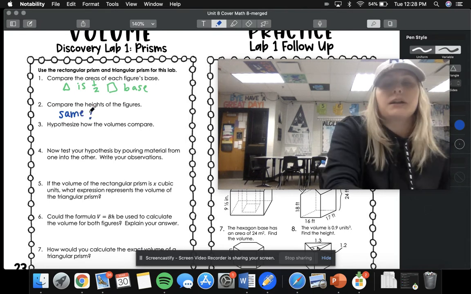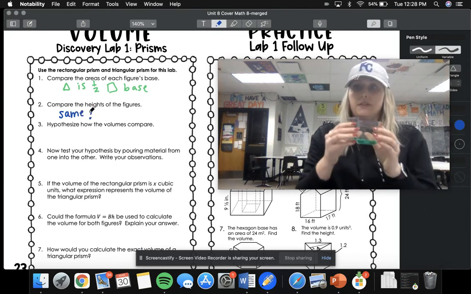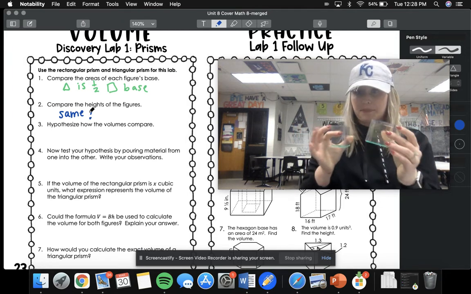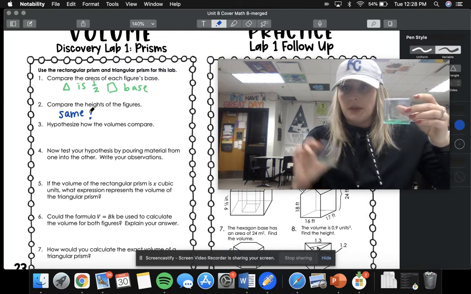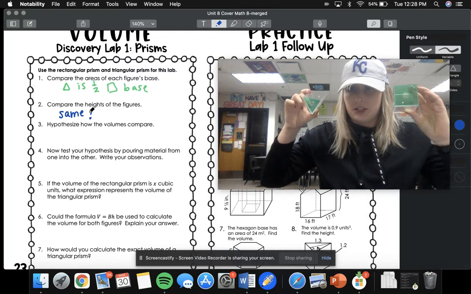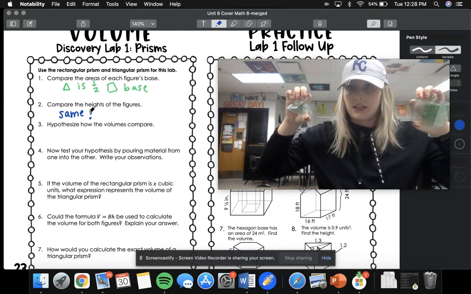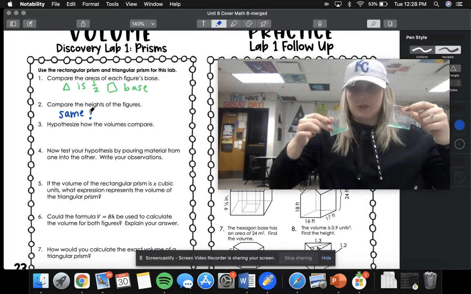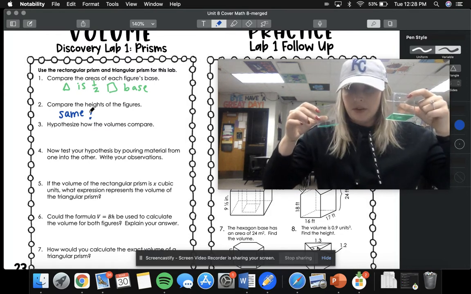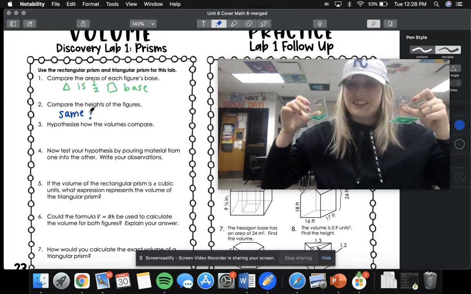Now what I want you guys to do is, before we actually fill this up, because that's what we're doing, volume, today, how do you think the volume of this shape is going to compare to this shape? There's not a right or wrong answer. I just want you to make the best guess that you can, using what we've learned so far in 3D shapes.